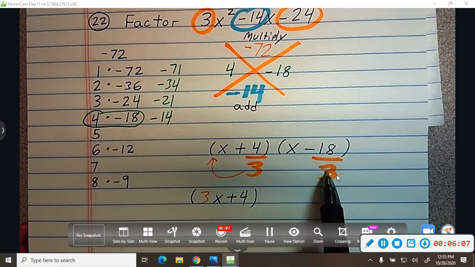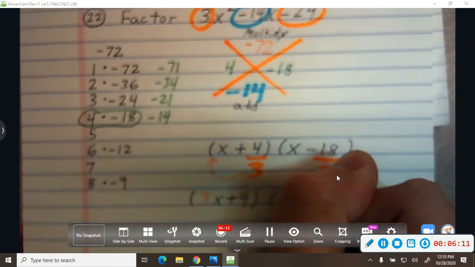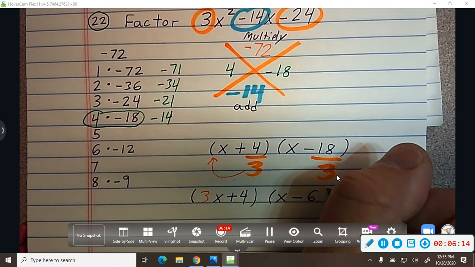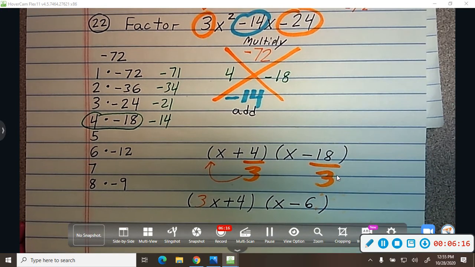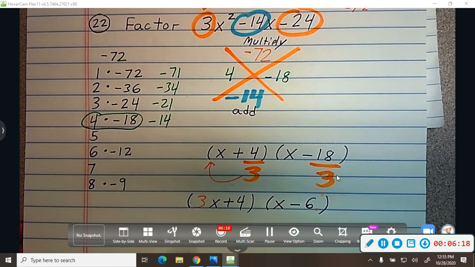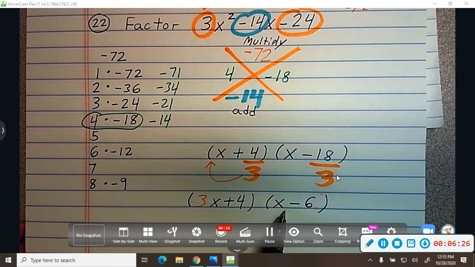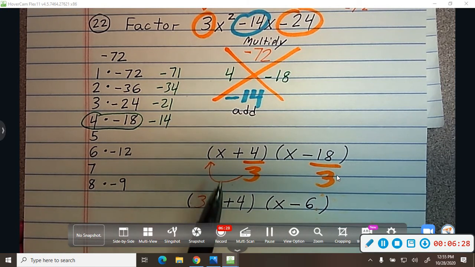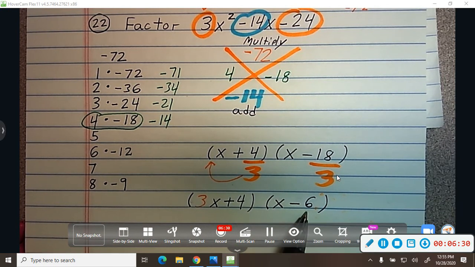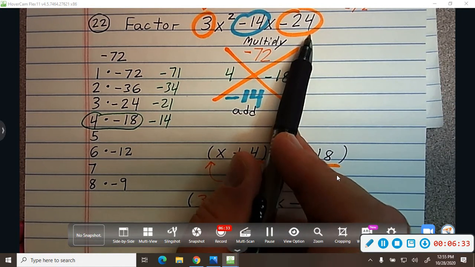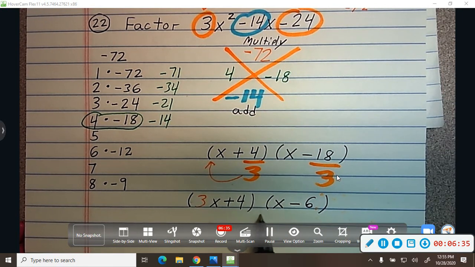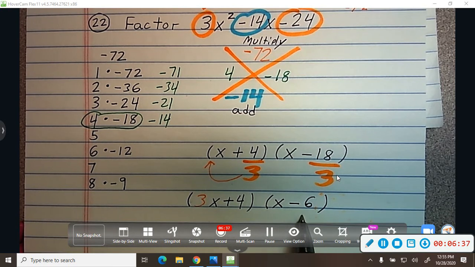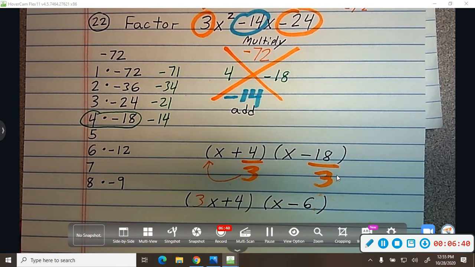Here, 18 divided by 3 does reduce. 18 divided by 3 is 6. So I get x minus 6. So this is what we call a factored form. If I want to check my work, I could distribute 3x times x, 3x squared. 4 times negative 6, negative 24. And then to check the middle terms, that'd be 4x minus 18x would be negative 14x.